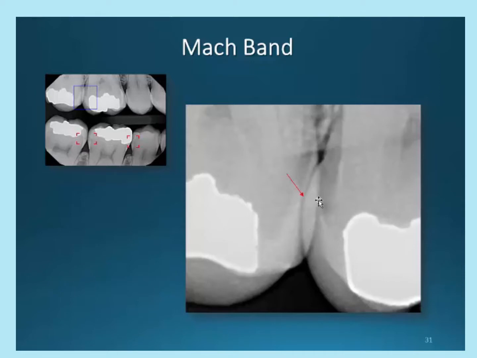You see the red arrow, how it's identifying the darkening area. Now we know that this area is not decay, but due to the fact that we have an overlapped horizontal angulation area, it definitely appears as such.